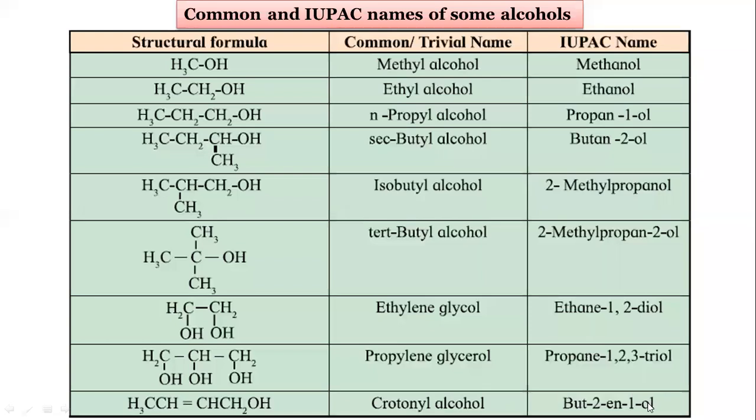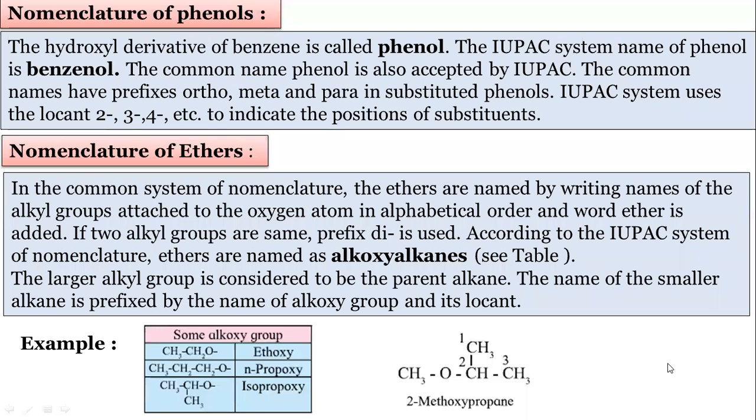Butane 2-en-1-ol. 2-en indicates the second carbon atom has the double bond. En means a double bond is there, and 1-ol means on carbon number 1 an OH group is there. So this is carbon 1, 2, this is the third carbon, and this is the fourth carbon. See, on carbon number 1 the OH group is attached. On the second carbon, a double bond is there. That's why the name is but-2-en-1-ol.